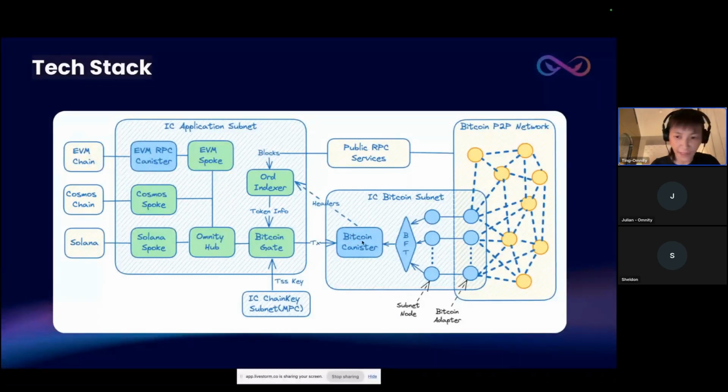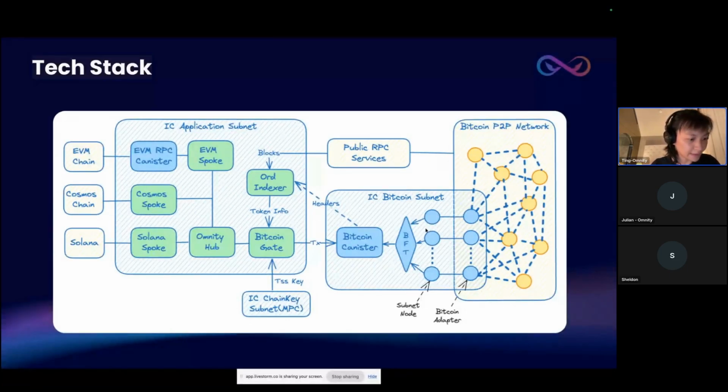So the Bitcoin adapter and the Bitcoin canister have already been launched on IC mainnet and support the ckBTC application. What made the cross-chain work possible for us is the unique subnet structure of IC, where a dedicated Bitcoin subnet, with each node running a Bitcoin adapter daemon, independently connects with the Bitcoin P2P network.